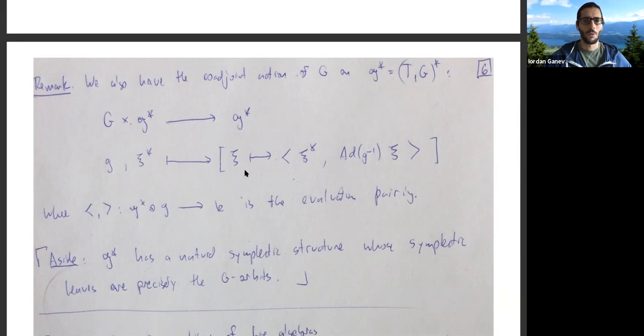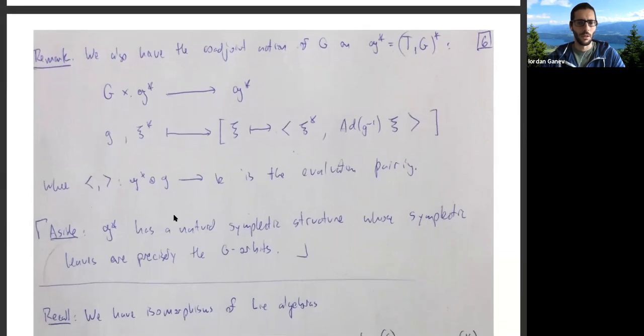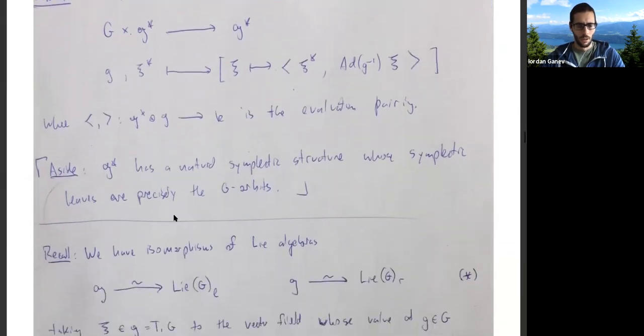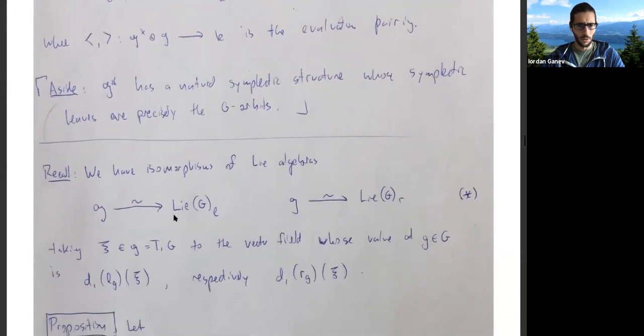So this is a general thing. Anytime we have a representation of a group on a vector space, the same formula defines the representation of the group on the dual vector space. That's basically it. And this is defined so that the evaluation map from the dual vector space tensor the vector space to K is G-invariant. Okay, so this is not super important, but I thought I'd mention it.